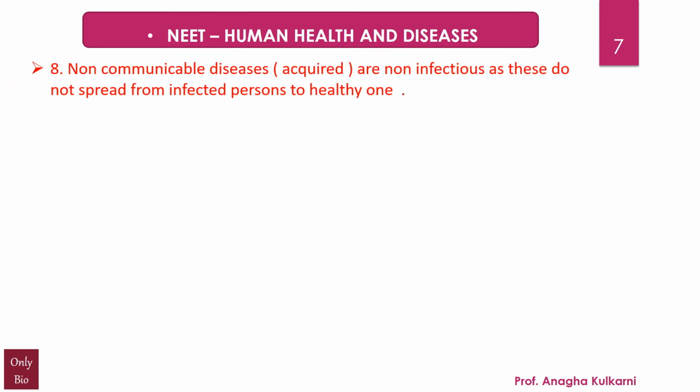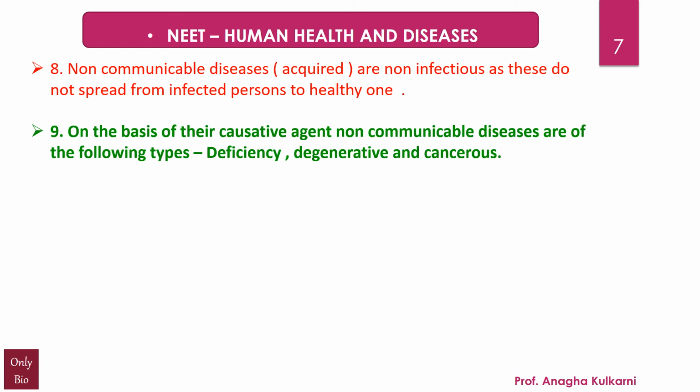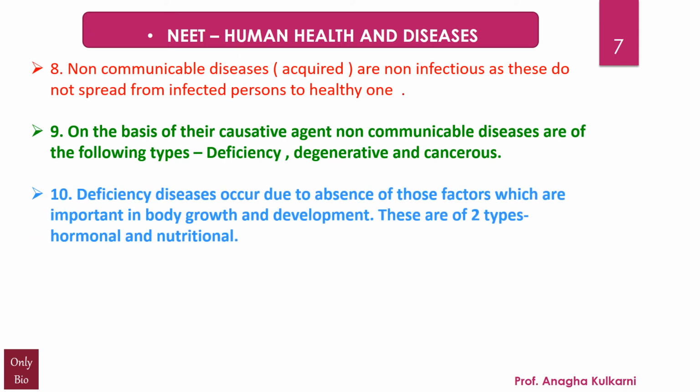Point number 8. Non-communicable diseases, that is acquired, are non-infectious as these do not spread from infected persons to healthy ones. Next, on the basis of their causative agent, non-communicable diseases are of the following types: either deficiency diseases, degenerative diseases, or cancerous diseases. Next, deficiency diseases occur due to absence of those factors which are important in body growth and development. These are of two types, hormonal and nutritional.